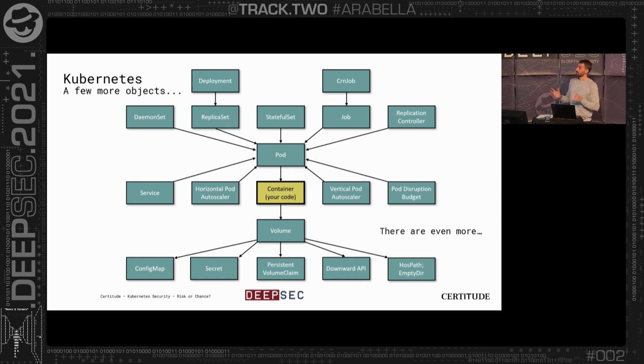Then there are services, which make your pods accessible from the cluster network. There are volumes to have persistence, because as we know, containers don't persist any data, so we need to mount some volumes. And then there are other configuration objects to scale and to make sure you have redundancies, so that in case a pod breaks, another one can take over.